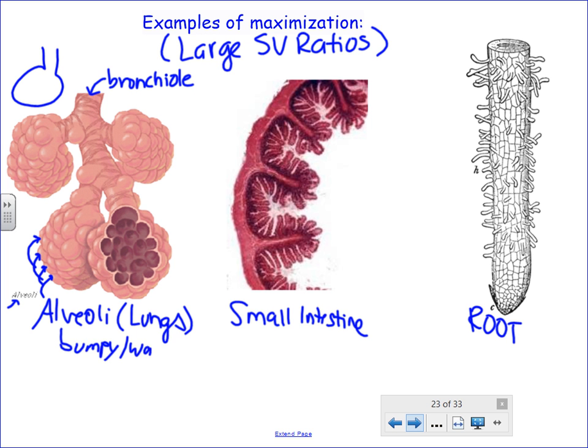This bumpy or wavy look is usually what you're looking for if you're trying to find something that has a maximized surface to volume ratio. What it means for your lungs is that instead of oxygen and CO2, so oxygen is coming in, CO2 is coming out, instead of them only being able to be transported across one flat piece, now we've made all of these little bumps. If I were to stretch that out, it's actually a huge amount of tissue.